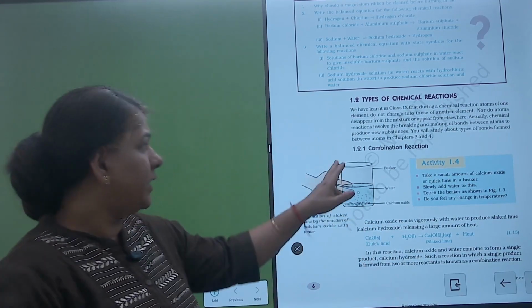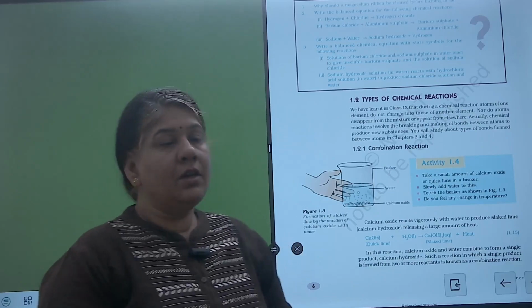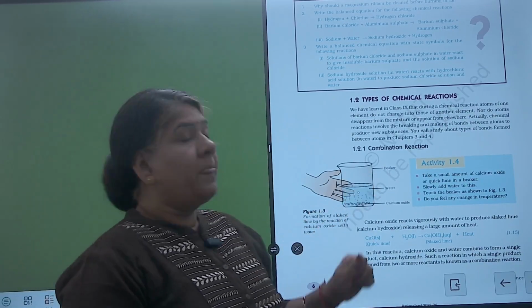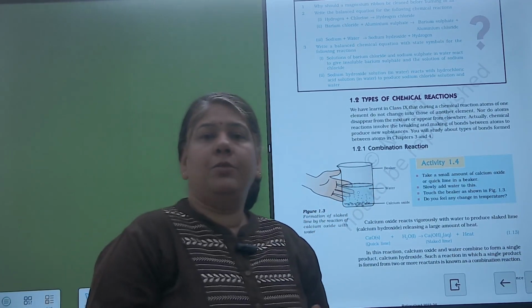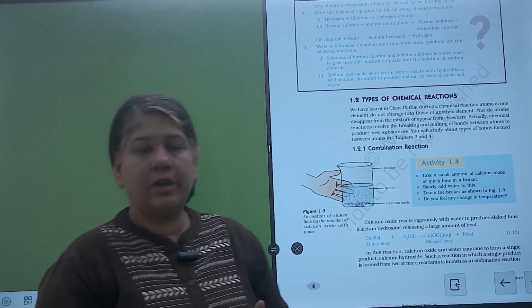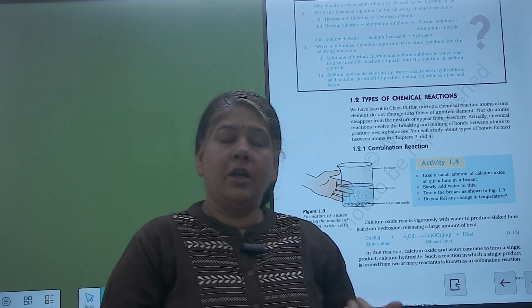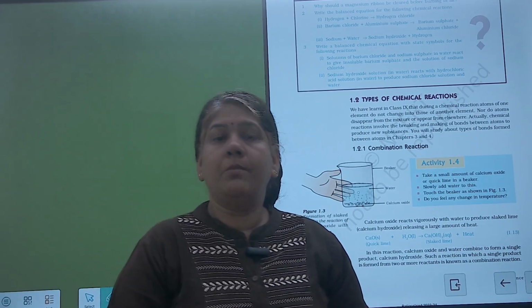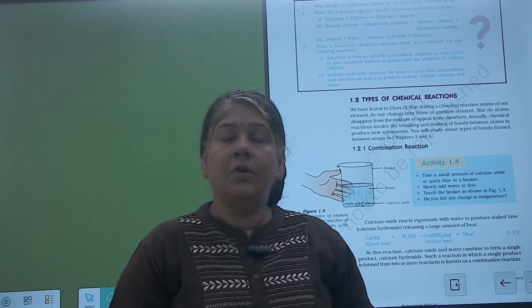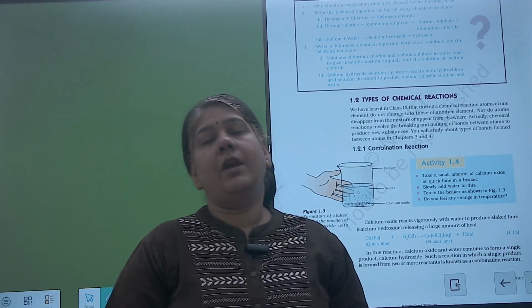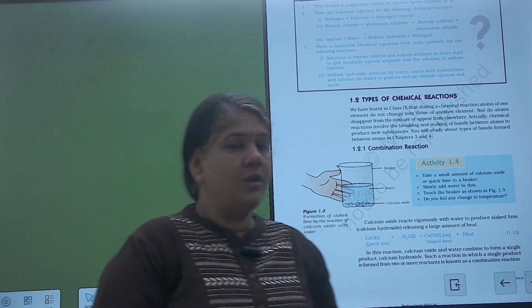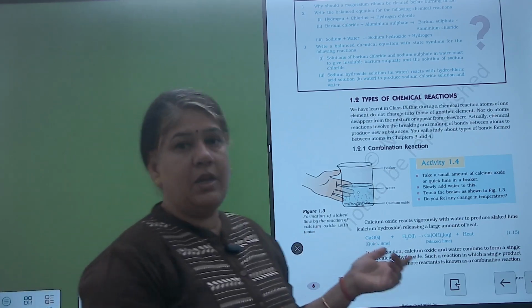So first type is combination reaction that we will be doing today. And basically there are 5 types of chemical reaction that you have to study in class 10. They are combination reaction, decomposition reaction, displacement reaction, double displacement reaction, and oxidation and reduction. So today we will be doing combination reaction.